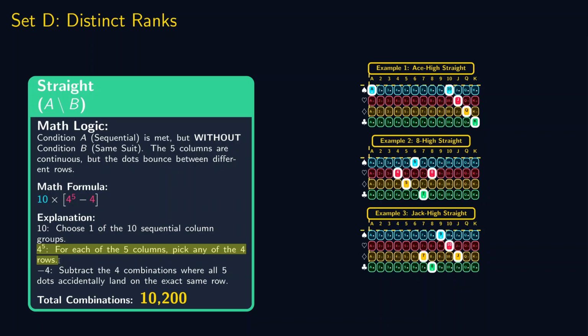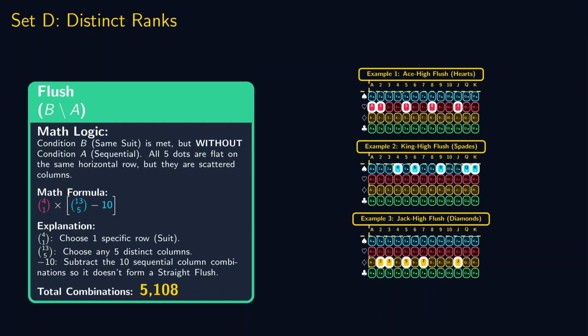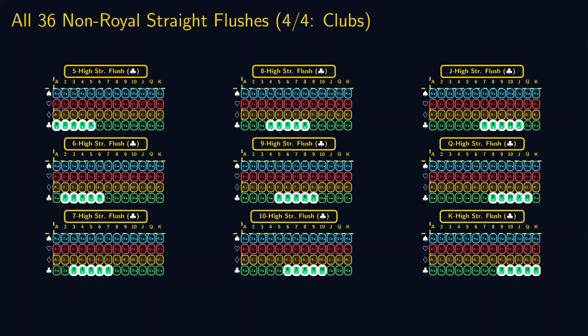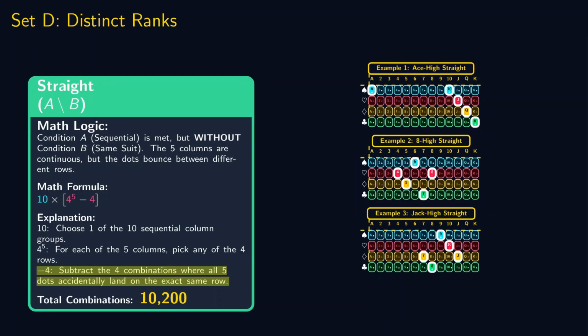But here is the problem. Among those 1024 combinations, 4 of them happen to place all 5 dots in the exact same row. Those 4 combinations, 1 for each suit, are straight flushes. They meet both the sequence condition and the suit condition simultaneously. We have already counted them in the straight flush category, and we absolutely must not count them again here. So we subtract 4. 1024 minus 4 equals 1020. Now we multiply: 10 sequential windows multiplied by 1020 valid suit combinations per window equals 10,200. There are exactly 10,200 straight hands in the deck.